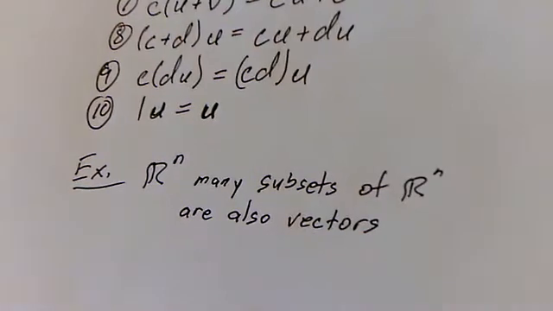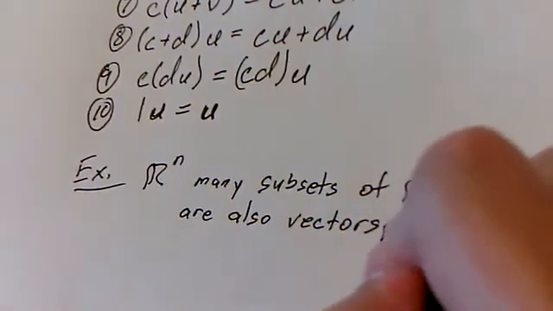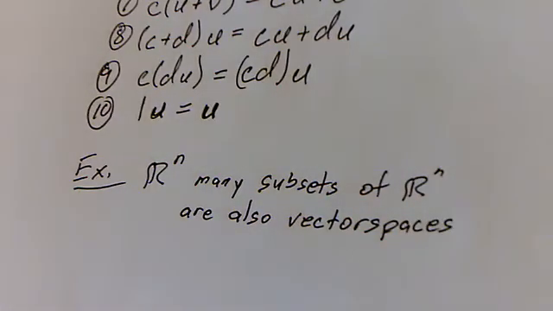Okay, so remember the title of the section was vector spaces and subspaces. So I said vectors and not vector spaces. There we go. Many subsets of Rn are also vector spaces. Okay, so vector spaces and subspaces. As we look through here, we're going to look at what makes a subspace, as opposed to just a subset.